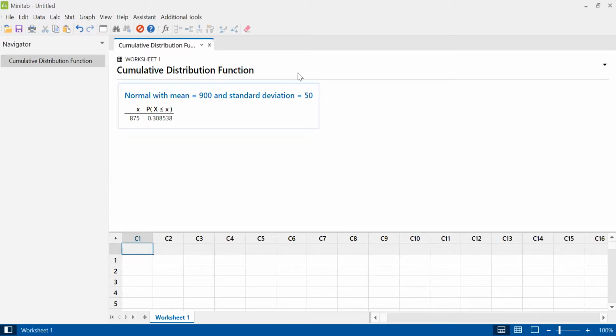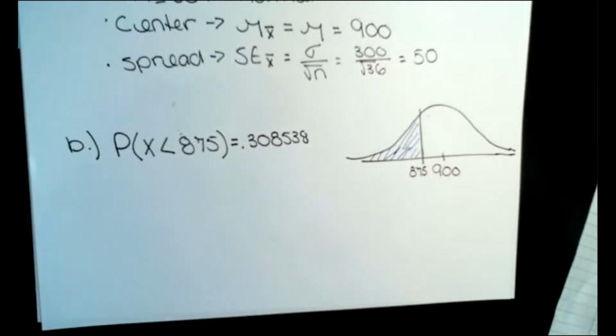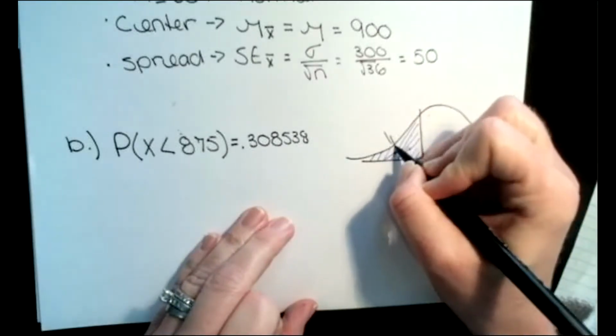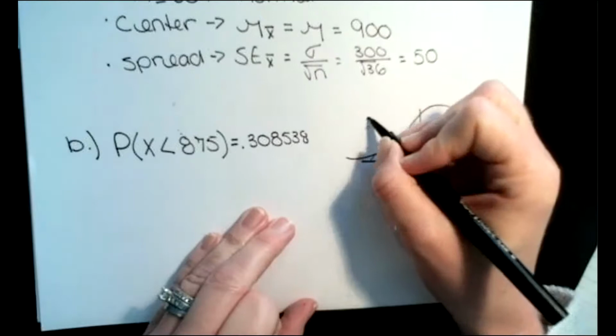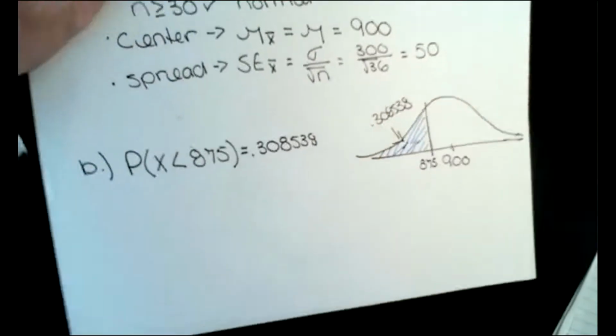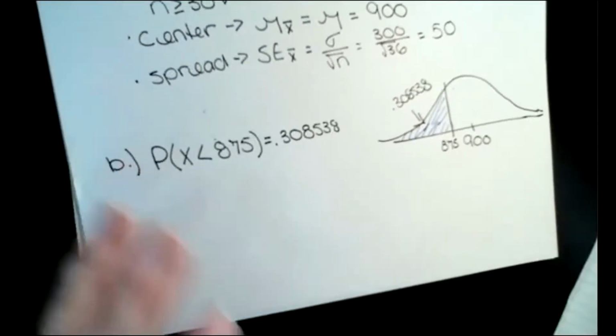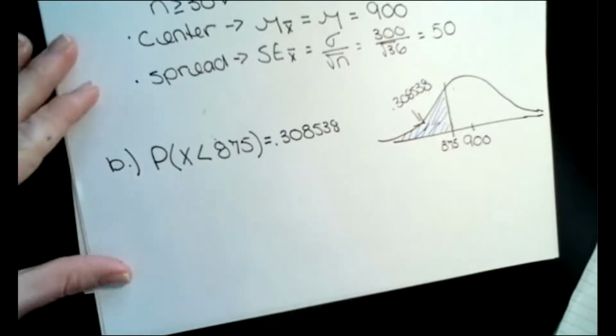I'm going to stop sharing this screen here. And so over here, you can just see I wrote it down. So it just means the area under the curve here in blue is 0.308538. And I can write out my meaning of this, because I always want to put it into words. And it's so much quicker when you're typing it.